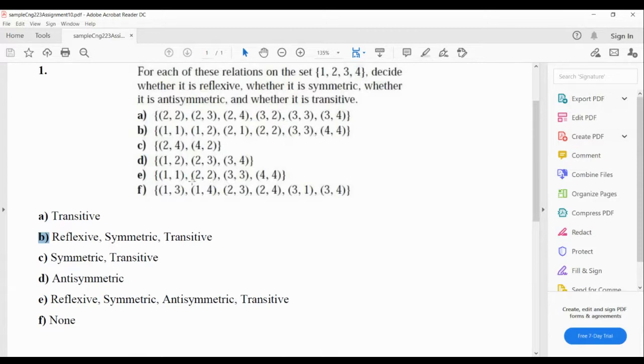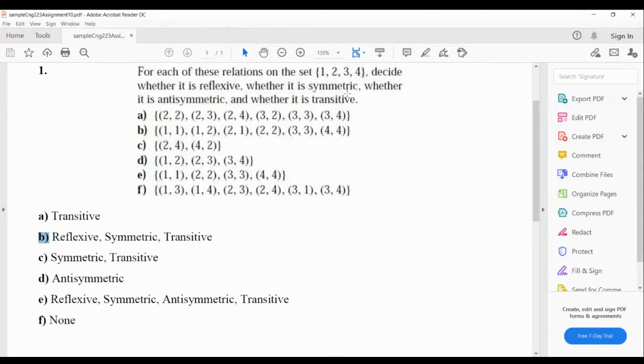For example, here for part F, I see 1, 3, so I should also observe 1, 1 as an element in this relation, but I don't find it. So this is a counterexample. But if you know, for example, relation B is reflexive, then you should rewrite the definition of a reflexive relation and say because of this reason this is reflexive. I think this is clear now. Now let's go through other properties.